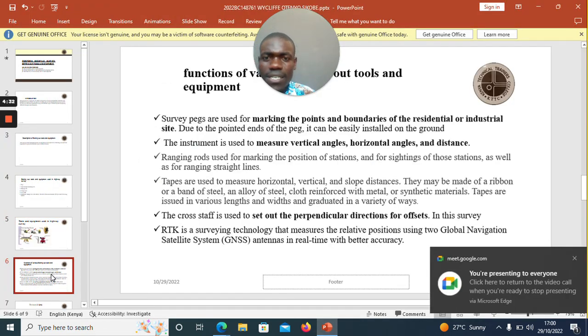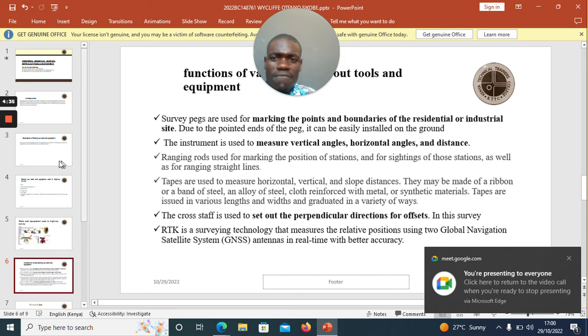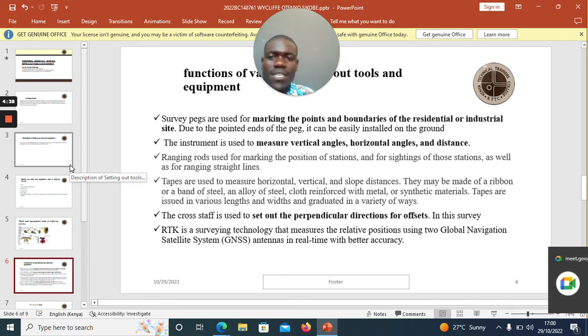So now, the functions of the setting out tools and equipment. You realize that these setting out tools and equipment have different functions depending on the make. For example, the survey pegs. The survey pegs are used for marking the points and the boundaries of a residential or industrial site. Due to the pointed ends of the pegs, they can be easily installed on the ground. How do we install these pegs on the ground? We install them by use of a hammer to drive them to the ground. I think that is clearly explained.